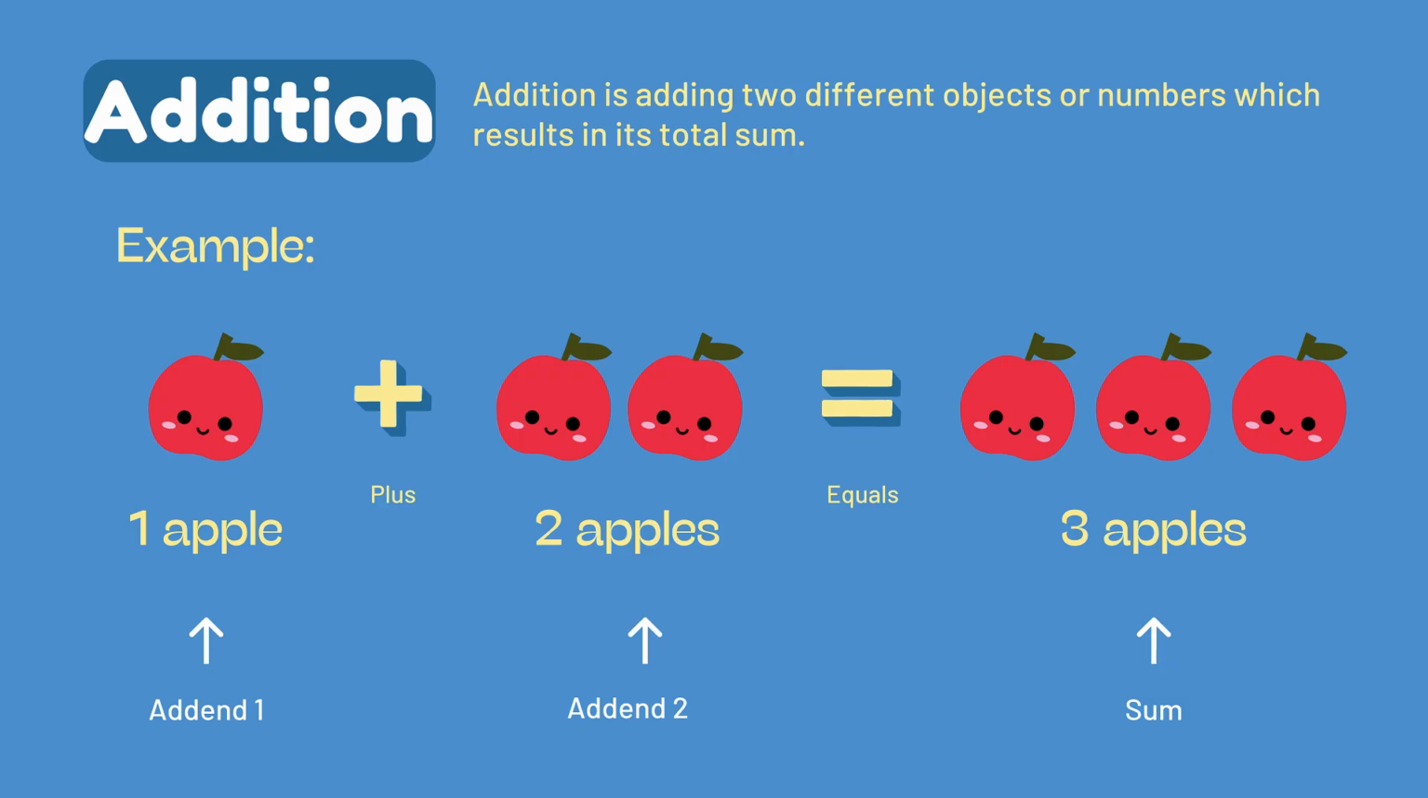Example: 1 apple plus 2 apples equals 3 apples. 1 apple is called the addend 1. 2 apples is called the addend 2. And the 3 apples is the sum.